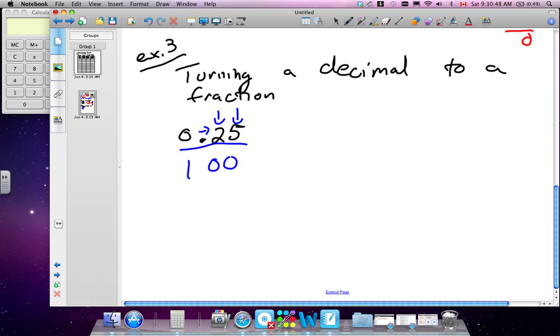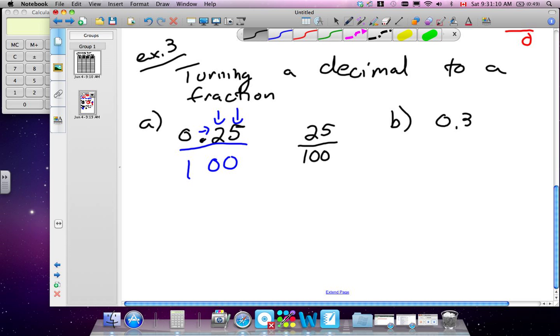Same idea happens like this. Let's say I have, we'll call this A. Let's say we have B, question B. We have 0.3. Well, if I'm going to turn that into a fraction, it's the same idea. I put a 1 to the left of the decimal, so over the 0. How many numbers are after the decimal? Just 1, the number 3, right? So that becomes 3 over 10, when we turn it into a fraction. Okay? So we've turned that into a fraction.